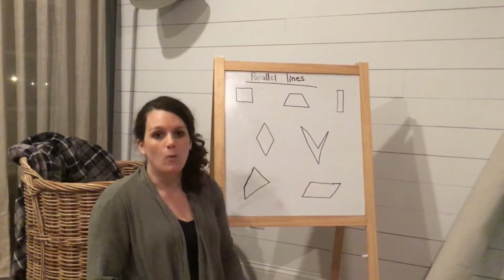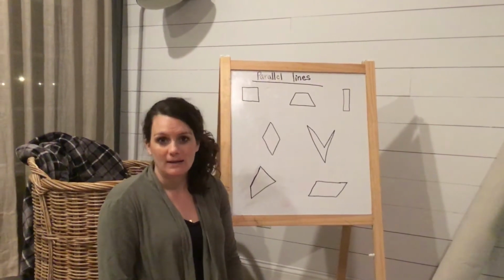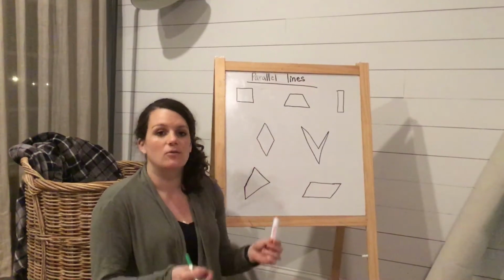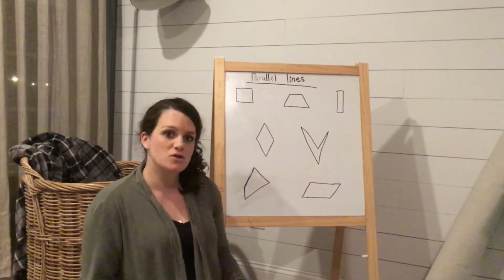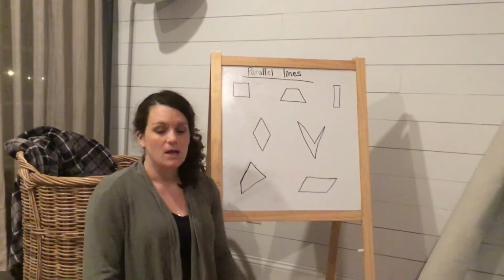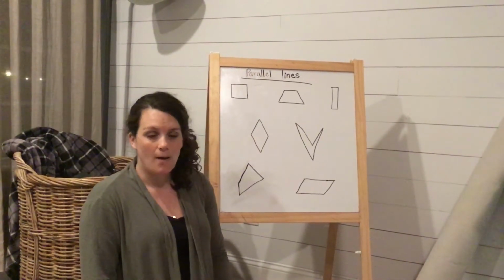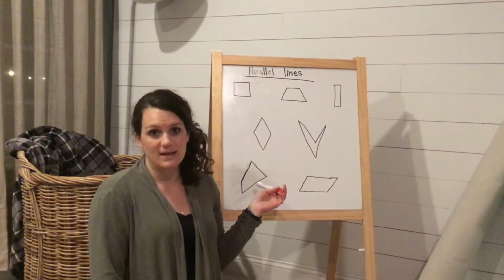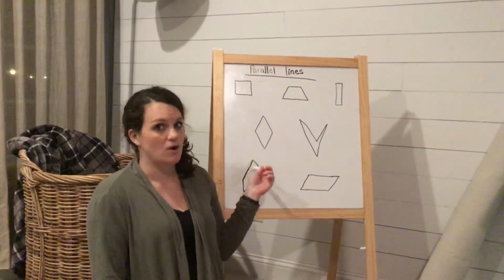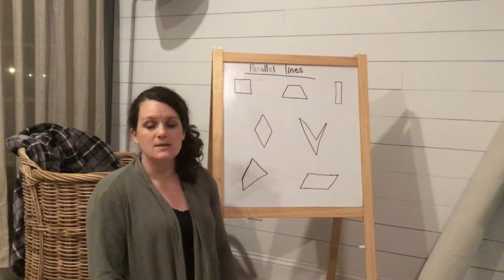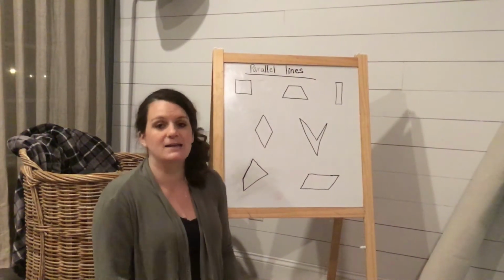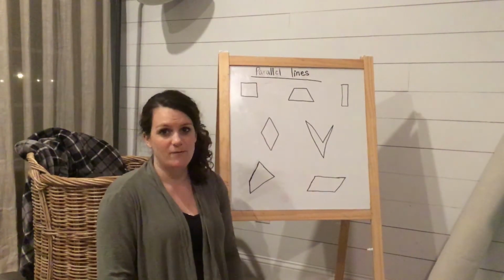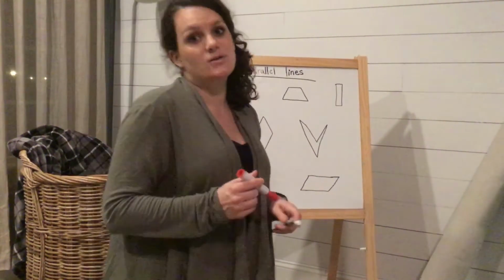So remember, a quadrilateral is any polygon, and a polygon is a closed shape with straight sides, but a quadrilateral in particular has to have 4 straight sides and it has to be closed. So we're going to talk a little bit more about quadrilaterals today. I have a couple different examples of 4-sided figures, which are all quadrilaterals. We're going to focus today on something called parallel sides and how many different sets of parallel sides different quadrilaterals have.